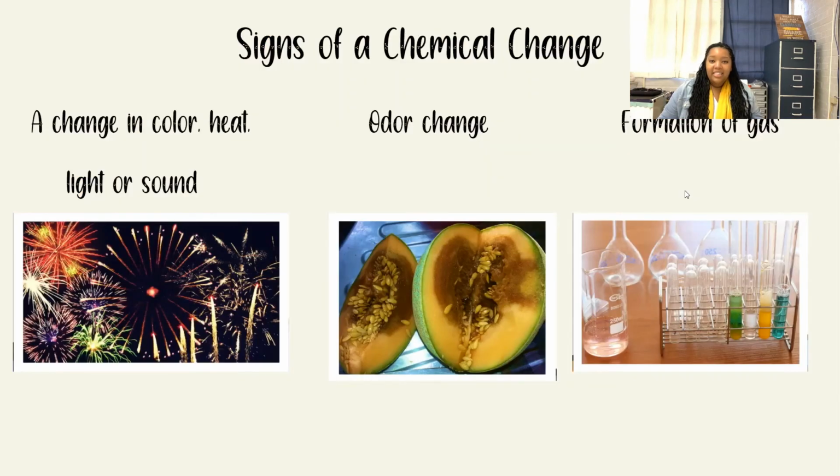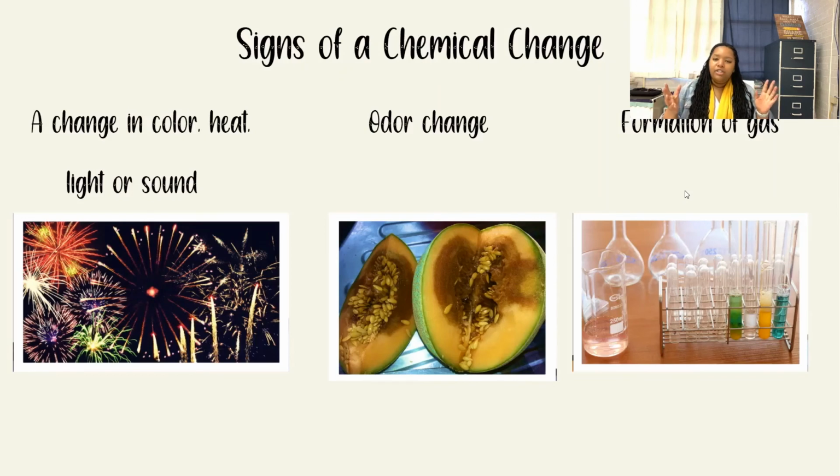Okay, let's look at signs of chemical changes. So one of my favorite things, fireworks. One sign of a chemical change is a change in color, heat, light, or sound. So think about the 4th of July. You are popping those wonderful fireworks. You see all the beautiful colors. You hear all the popping sounds.